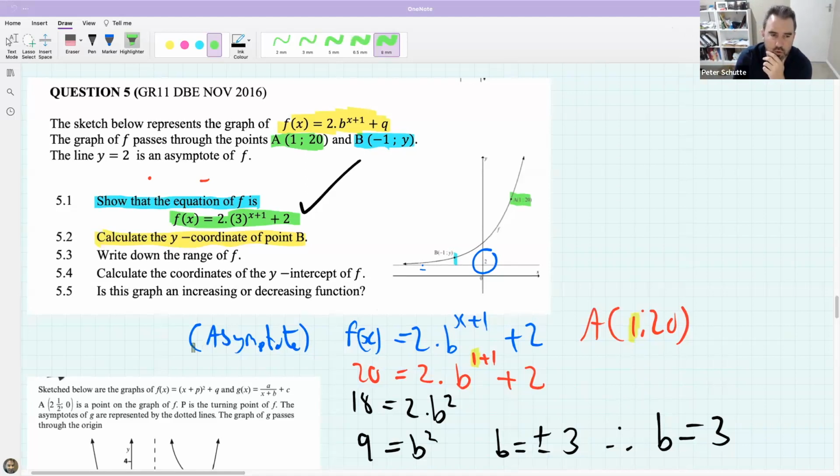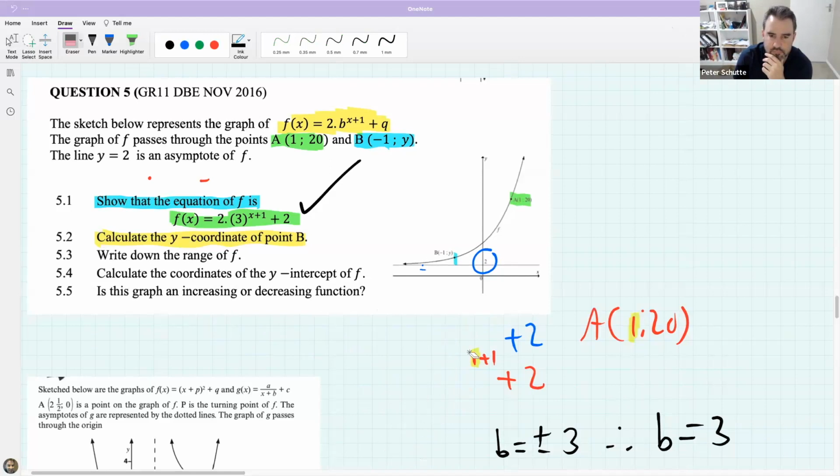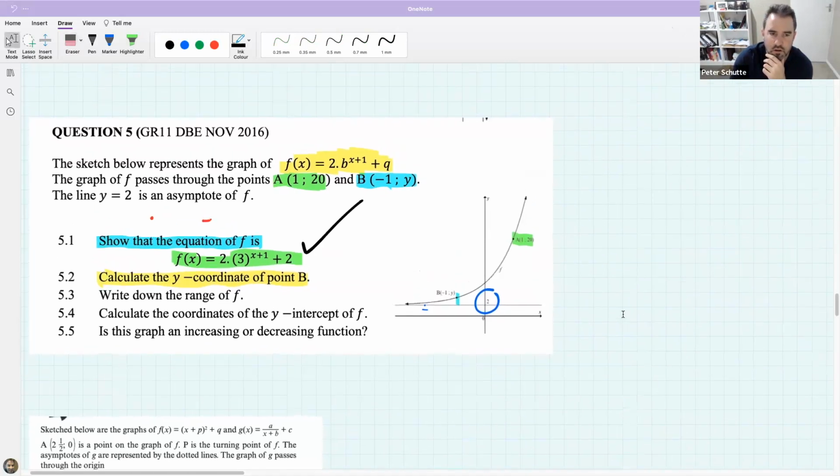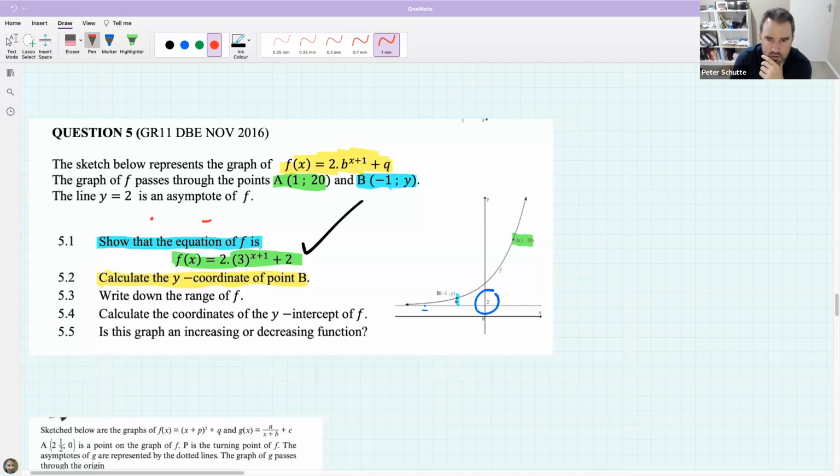What is the y coordinate of B going to be? So it feels like I just have to sub this in. This is on the exponential graph, so what I need to find is what f of -1 is going to be. So I go 2 times 3^(-1+1) plus 2.